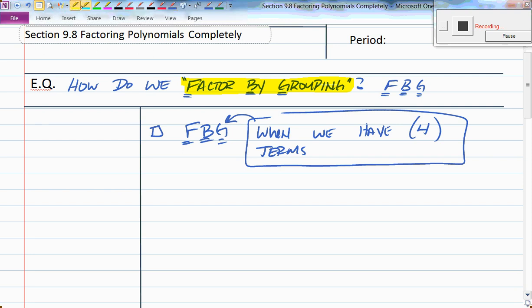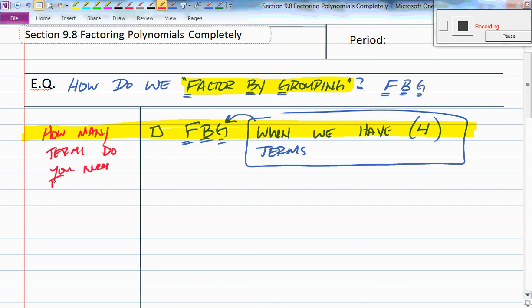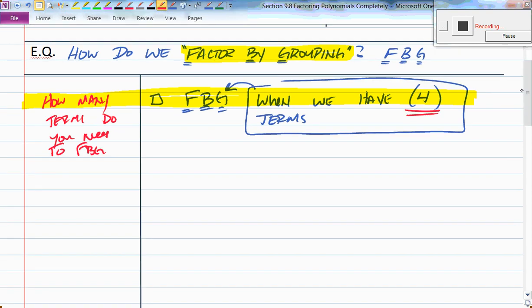Okay, so a good question you could ask yourself on the left-hand side is what? What is a good question you could ask yourself on the left-hand side? That's a great one. He says, how many terms do you need? Do you need to factor by grouping? So the answer is how many? You need four terms to factor by grouping. Awesome.